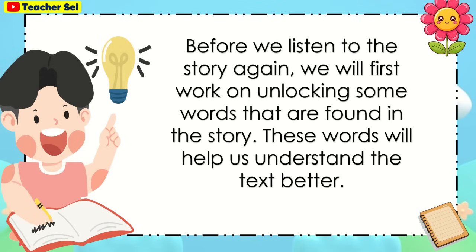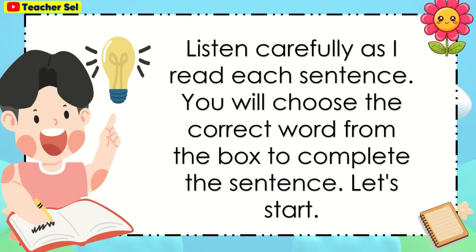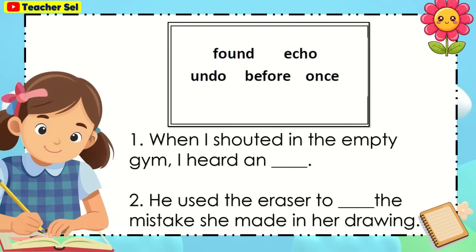Before we listen to the story again, we will first work on unlocking some words that are found in the story. These words will help us understand the text better. Listen carefully as I read each sentence. You will choose the correct word from the box to complete the sentence. Let's start. Found, echo, undo, before, and once are the choices.